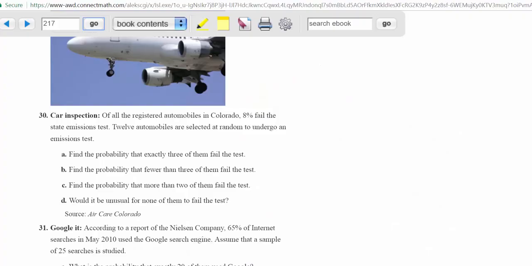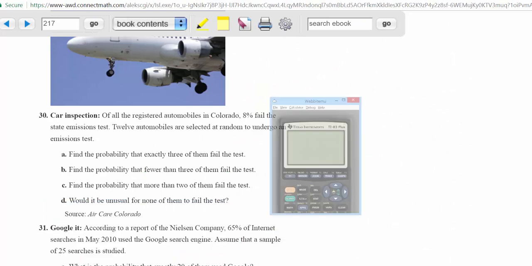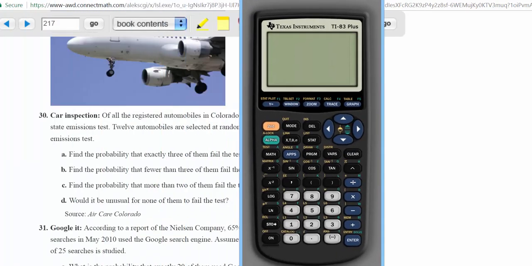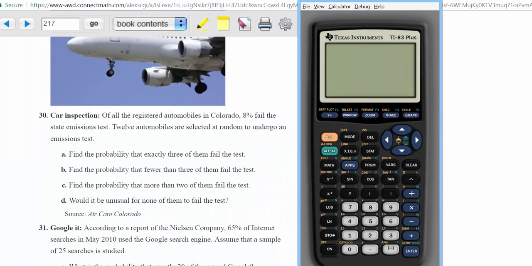Let me just double check. Is that right? Exactly 3. Okay, so how do I do that? We're going to go to second variables. I'm going to turn it on first. Second variables, binomial PDF. Okay, and plug it in just like that.